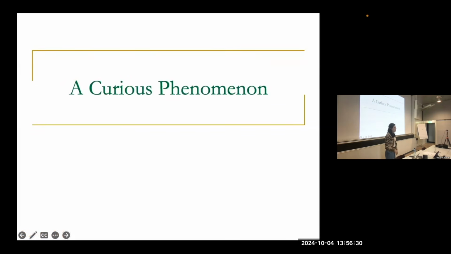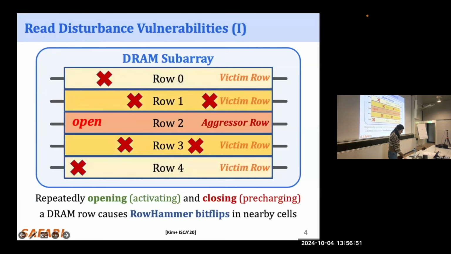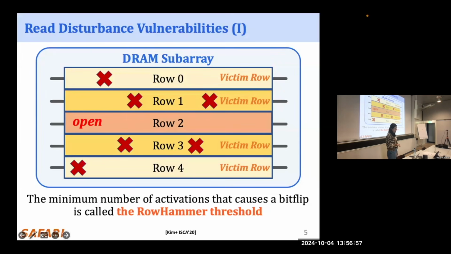So let's continue with some RowHammer mitigations. I guess you are already familiar with the slide and the concept, but today's DRAM chips are vulnerable to read disturbance, where repeatedly opening and closing, or activating and precharging, the same DRAM row results in bit flips in nearby DRAM cells, which we call RowHammer bit flips. We refer to the hammered row as the aggressor row, and all other rows with the bit flips are called victim rows. And we call the minimum number of activations that cause the bit flip the RowHammer threshold.